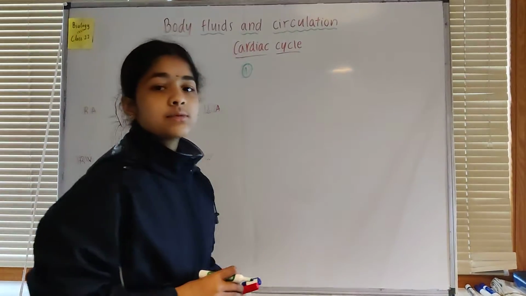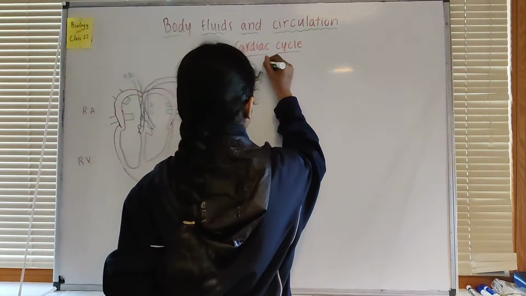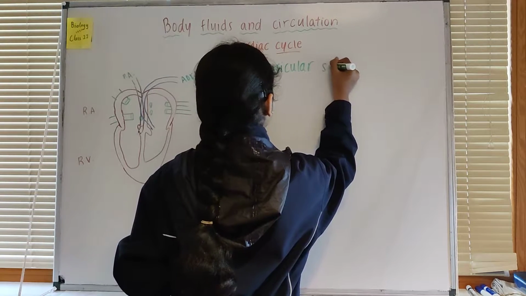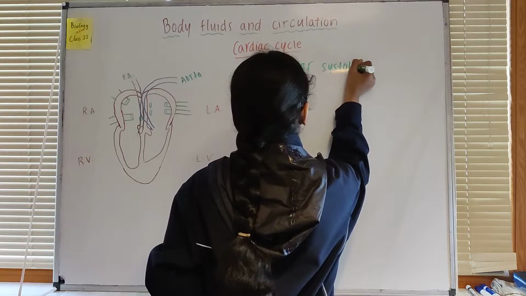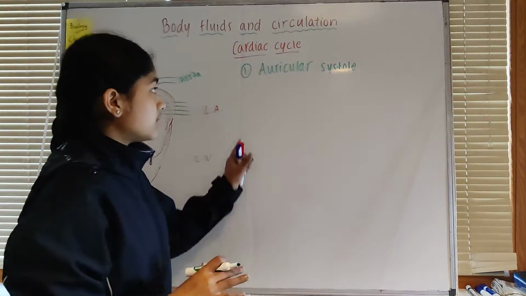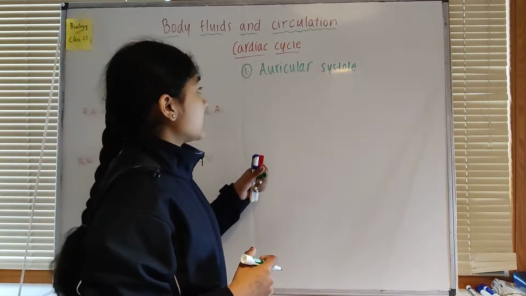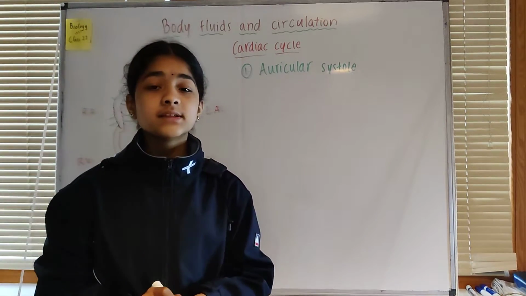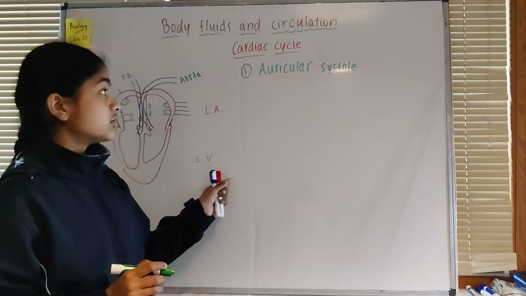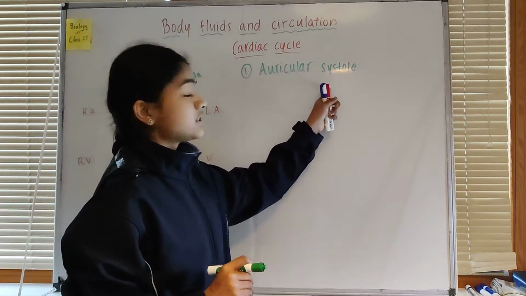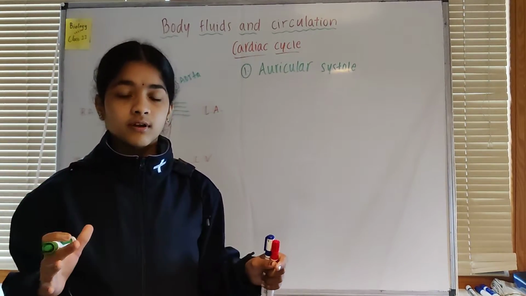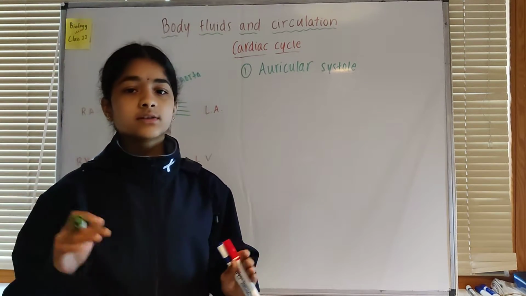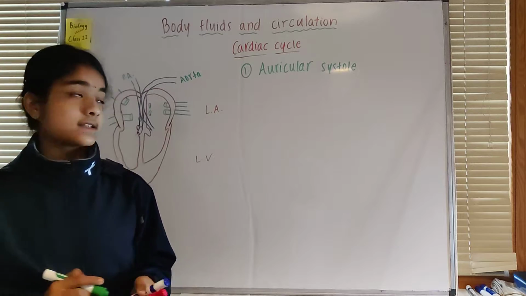The first one is what we call auricular systole. Before understanding all the steps of the cardiac cycle, we have to know what systole and diastole are. Systole means contraction. Here we said auricular systole, that means the auricles are contracting. Diastole means when they are in a relaxed state. So systole is contraction, diastole is relaxation.